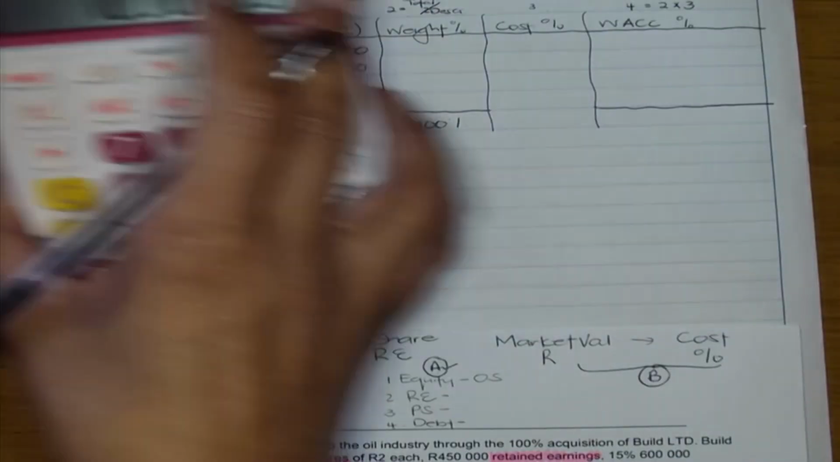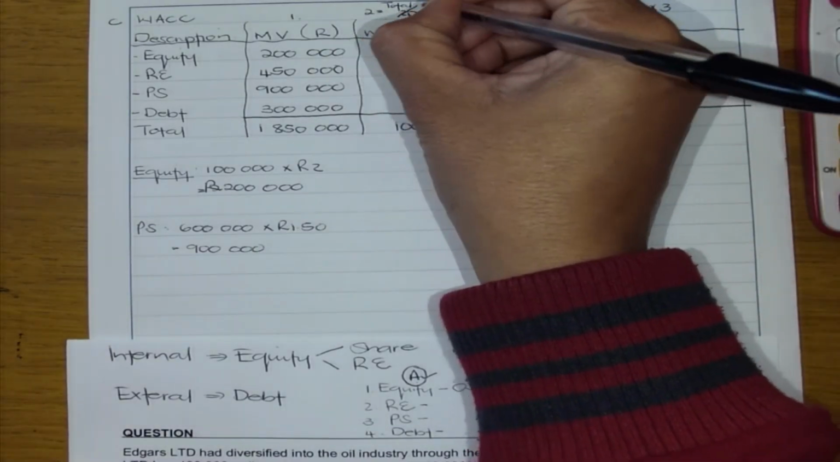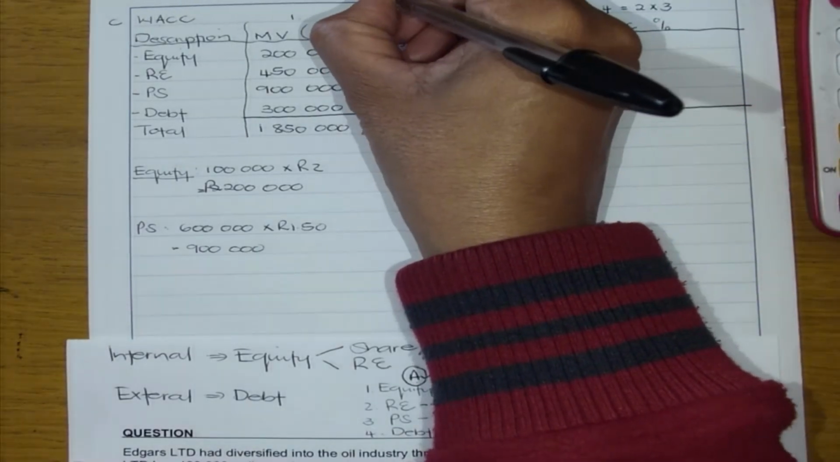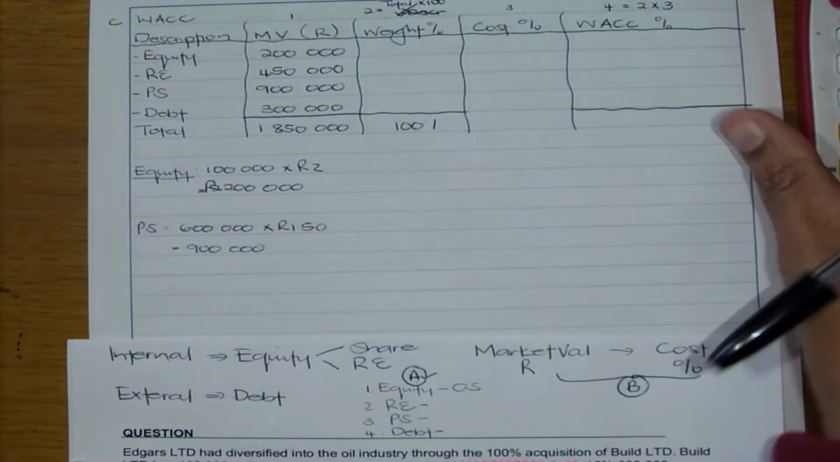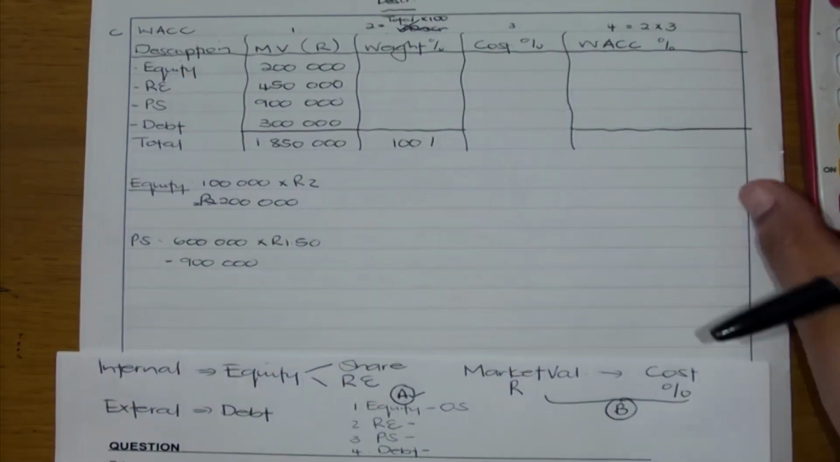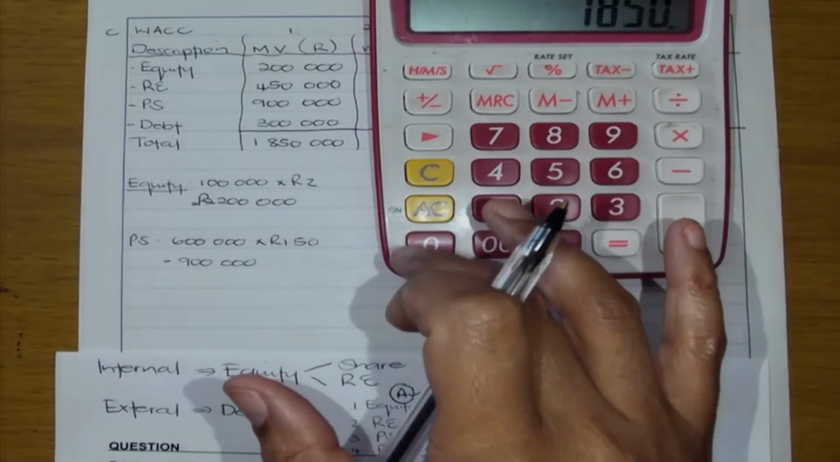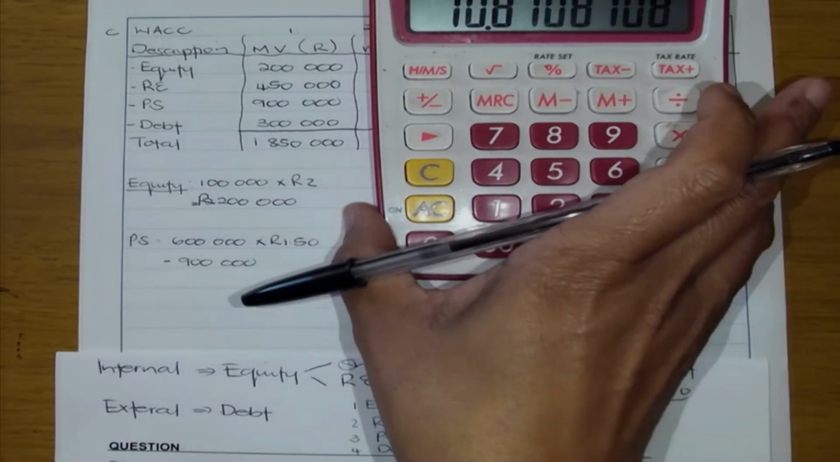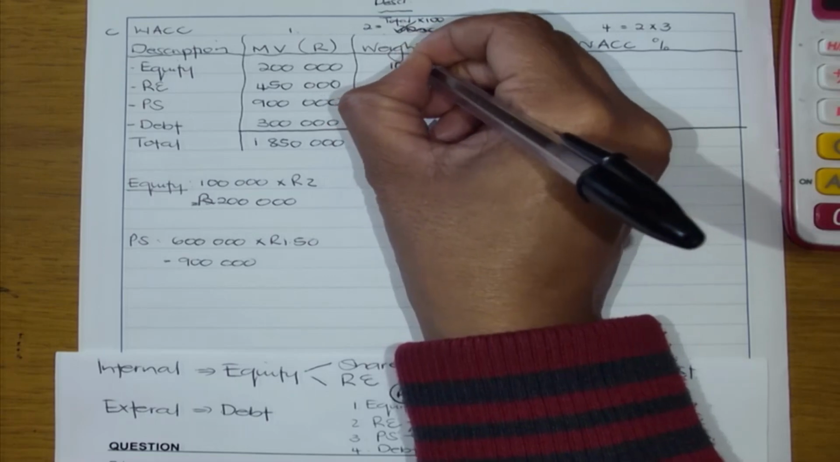So we're going to take our total, and we're going to say, actually the other way around. You take your description divided by your total, multiply by 100. Right. So nowhere did the question say round off, so we're just going to use it as is. So we say 200 divided by 1850 times 100 is 10.8.